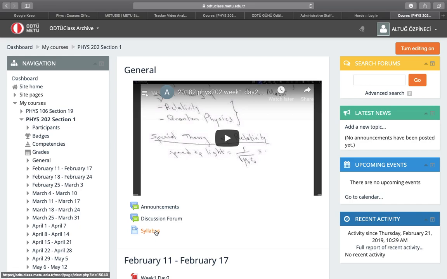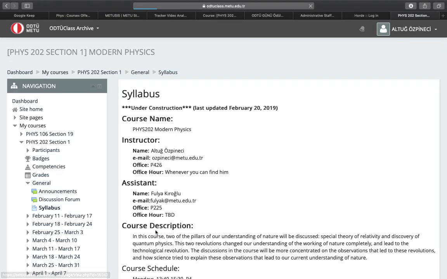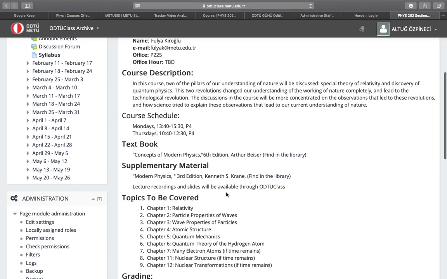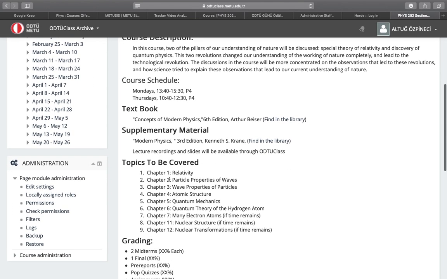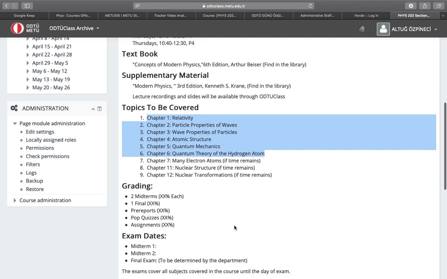The syllabus is already in Auto Class. I will be updating it. It has the general information about the course, the textbook, supplementary material, and what we will be covering. The first 6 items we will definitely cover. The remaining 3 depend on whether we have time, and how fast we proceed during the semester.